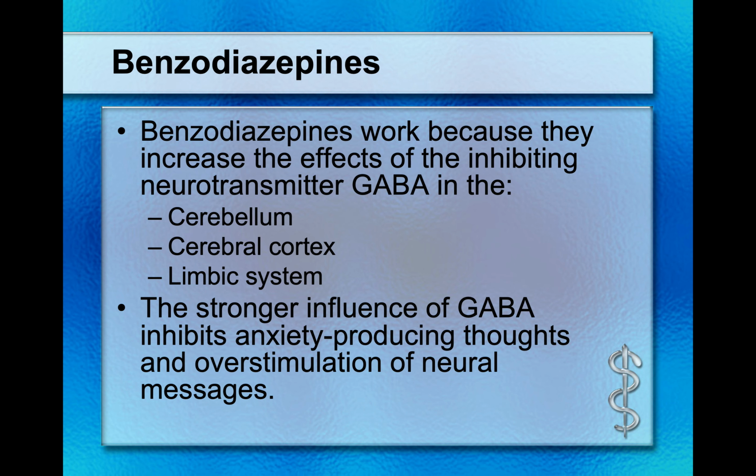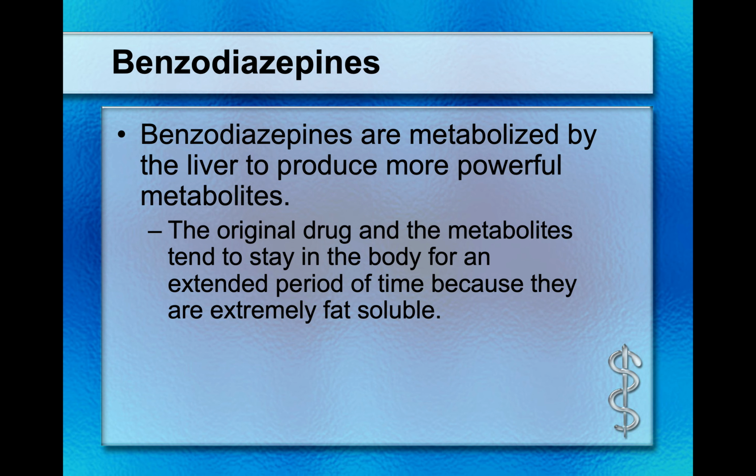Benzodiazepines work because they increase the effects of the inhibiting neurotransmitter GABA in the cerebellum, the cerebral cortex, and the limbic system. The stronger influence of GABA inhibits anxiety-producing thoughts and overstimulation of neural messages. Benzodiazepines are metabolized by the liver to produce more powerful metabolites. The original drug and metabolites tend to stay in the body for an extended period of time because they are extremely fat soluble.